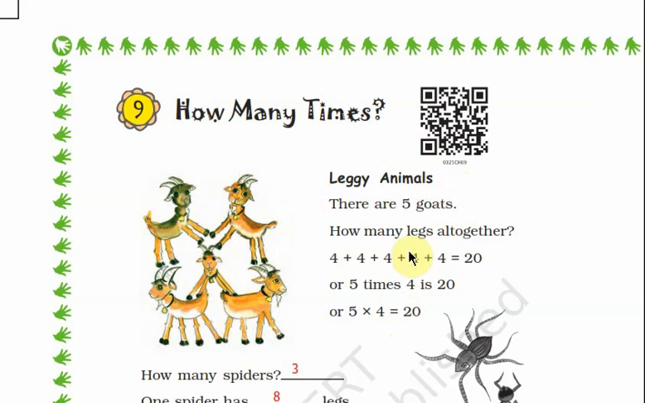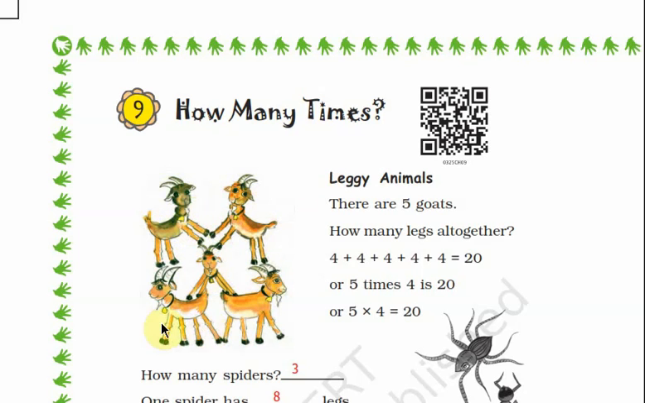Leggy animals. There are 5 goats. How many legs altogether? You can see there are 5 goats here. You have to find out how many legs these 5 goats have, the total number of legs. So you know that one goat has how many legs? One goat has 4 legs.